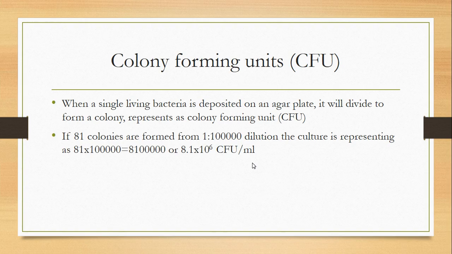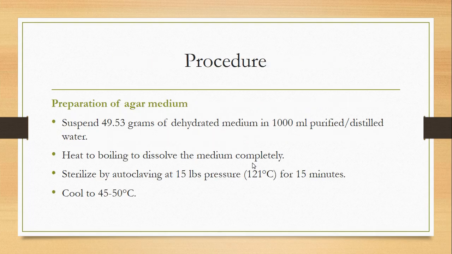So suppose 81 colonies are formed by utilizing 1 in 1 lakh dilution, then the culture is represented as 81 times 1 lakh, equal to 81 lakh, or 8.1 times 10 raised to the power 6 CFU per ml. Why per ml? Because we utilize 1 ml of the dilution, that is 1 in 1 lakh.